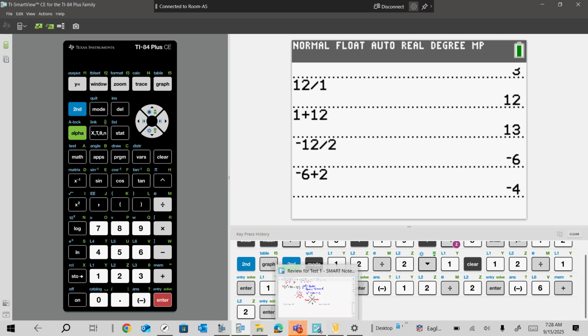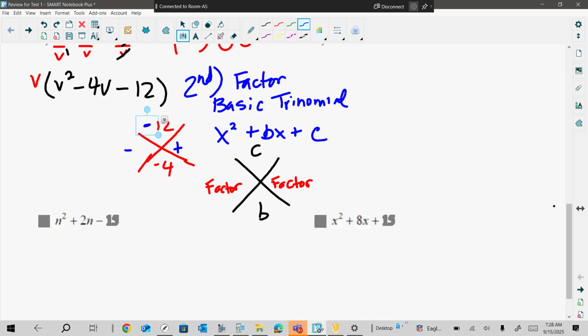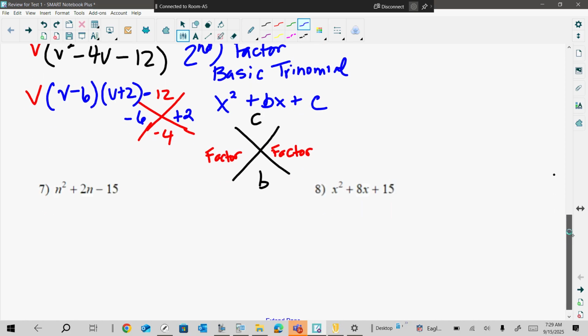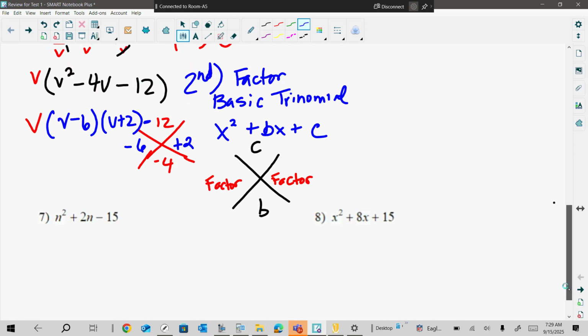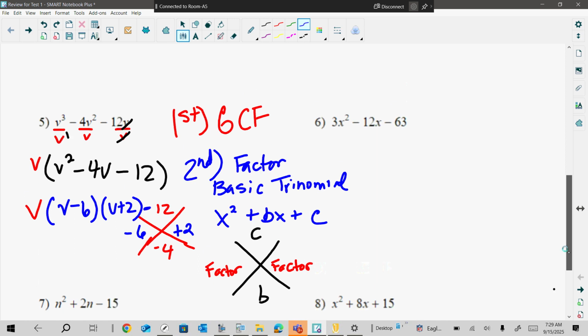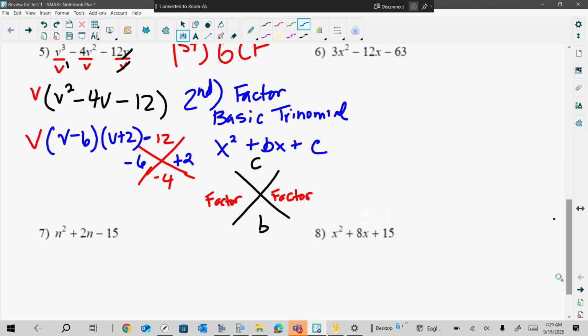Because I was wanting a sum of a negative 4, that would be a negative 6 and a positive 2. You keep the v on the outside, and now this is going to be v minus 6 and v plus 2. So always check GCF first, and then we're just doing basic trinomials. I think 5 through 10 might be basic trinomials.